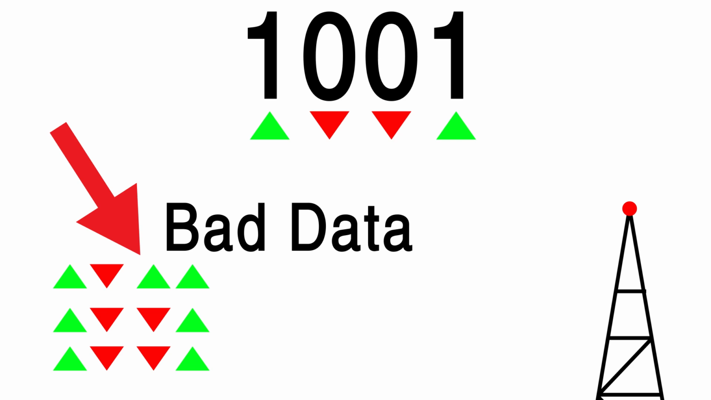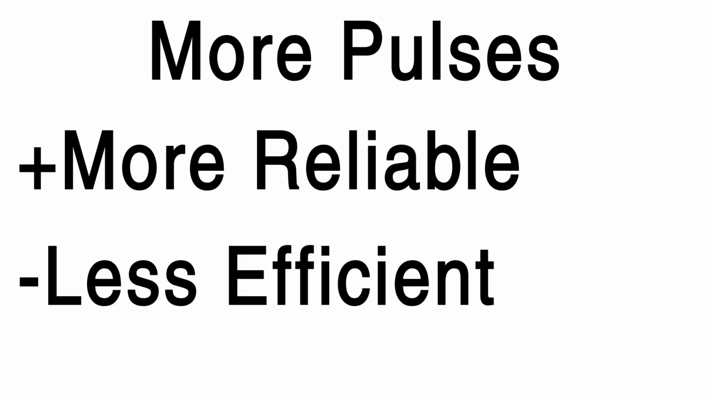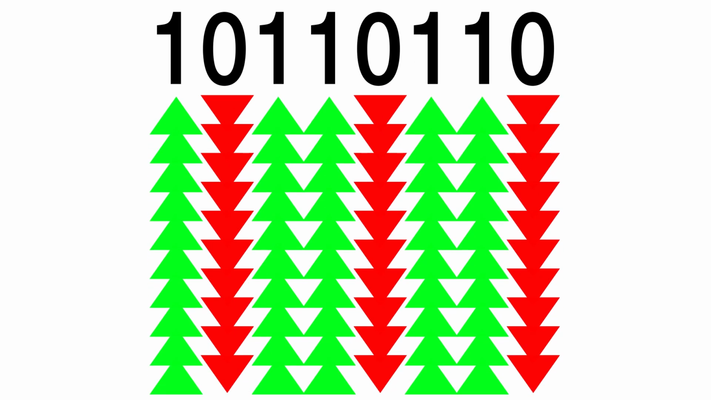So while sending more pulses per piece of data is more reliable, the downside is that the more you have to send per piece of data, the longer that piece of data takes to send. Using a 1 pulse per digit method means we would only need 8 pulses for a byte of binary, while using the 10 pulse per digit method means that we would need 80.